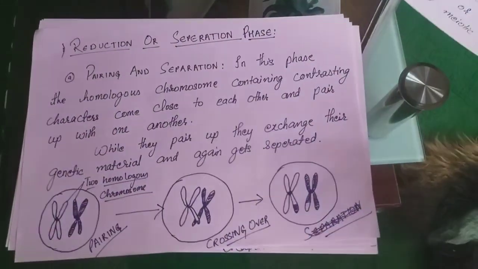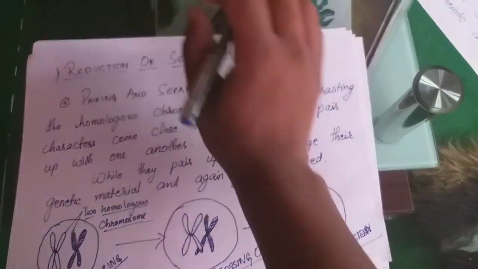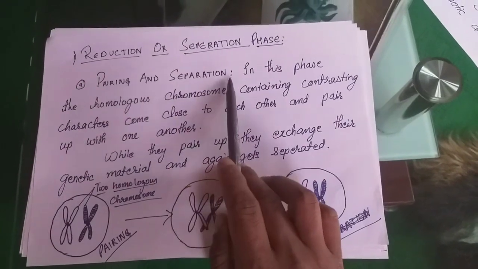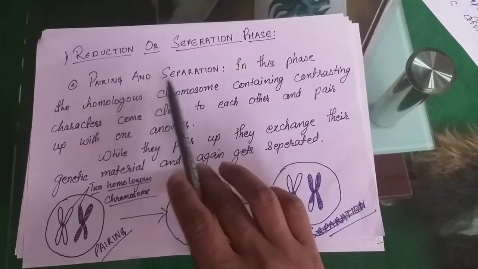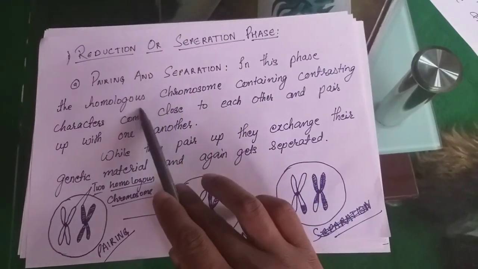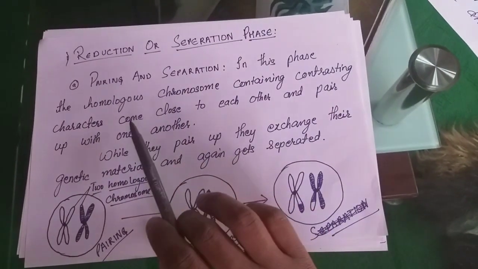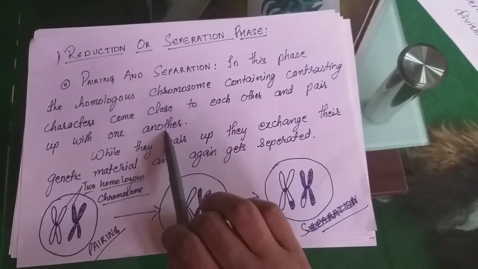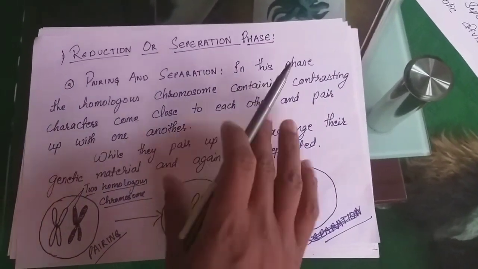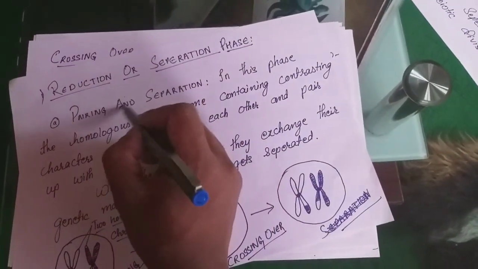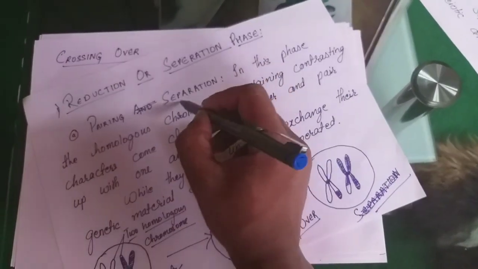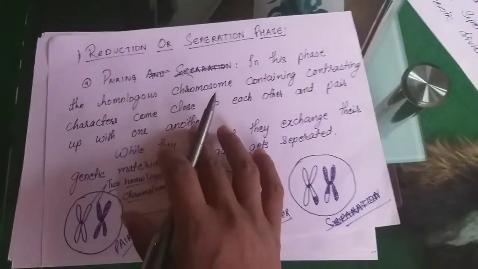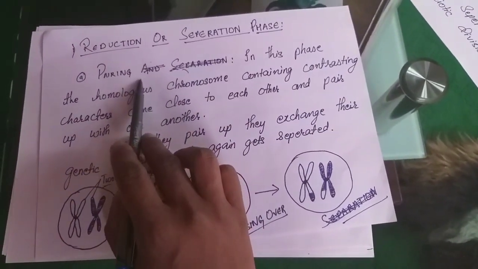So what is the reduction or separation phase? Number A, reduction or separation phase, in A, pairing and separation. In this phase, the homologous chromosomes containing contrasting characters come close to each other and pair up with one another. So this is pairing. In order to remove the confusion, I am cutting down the separation in here. So what is pairing?